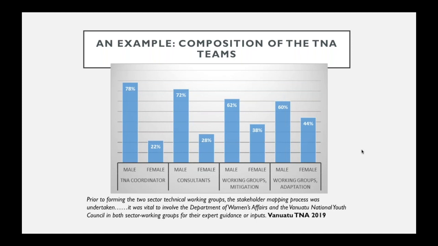Just an example here from the TNA process in Vanuatu, where you can see in the figure that they've made serious efforts to engage both male and female experts in the TNA teams. So looking at the TNA coordinator, but also the consultants, and especially in the working groups, where you see a balance between male and female that is much higher than the 30% that is often considered one of the maximum things to achieve.